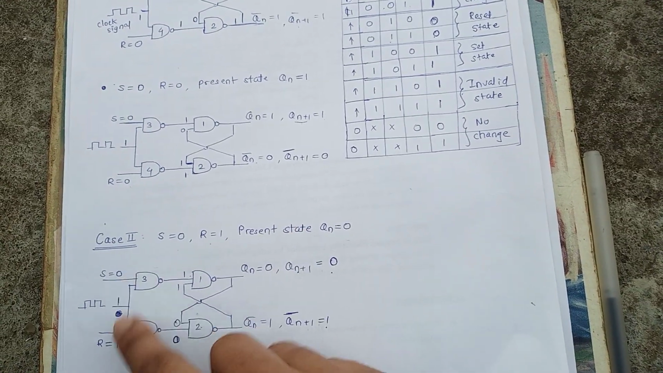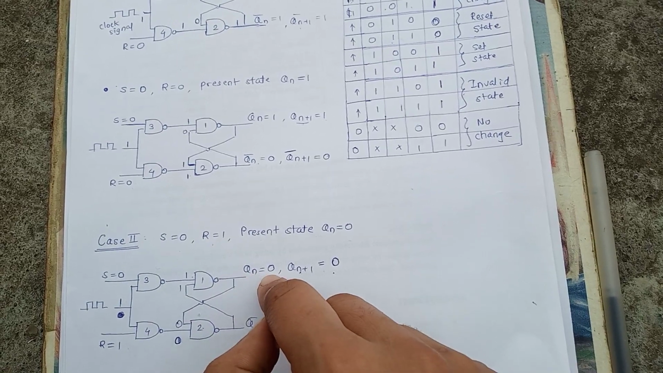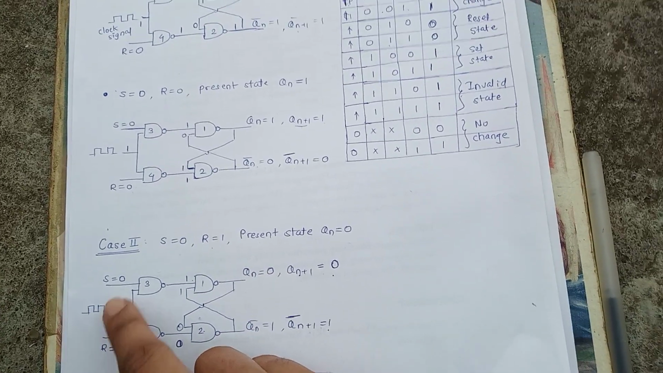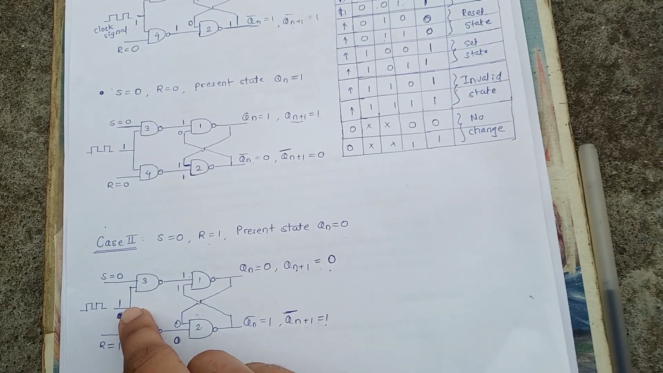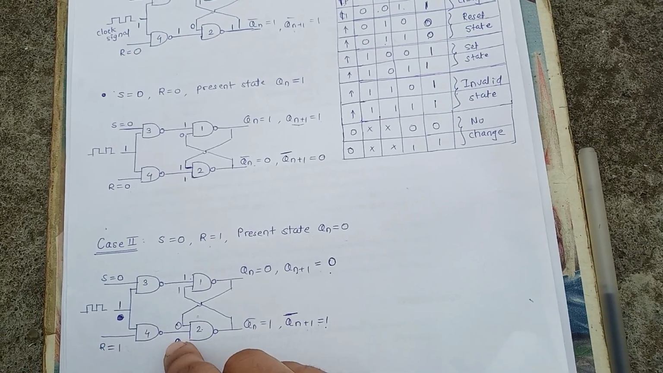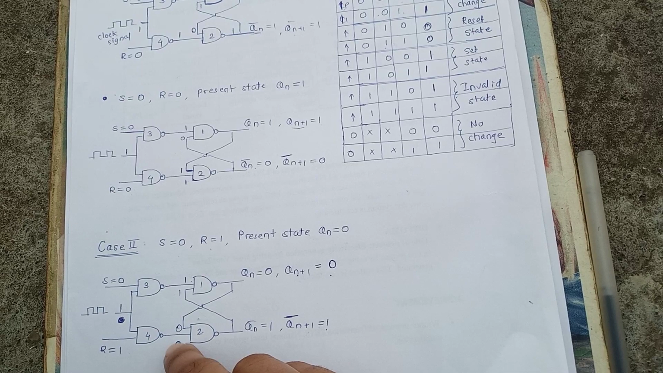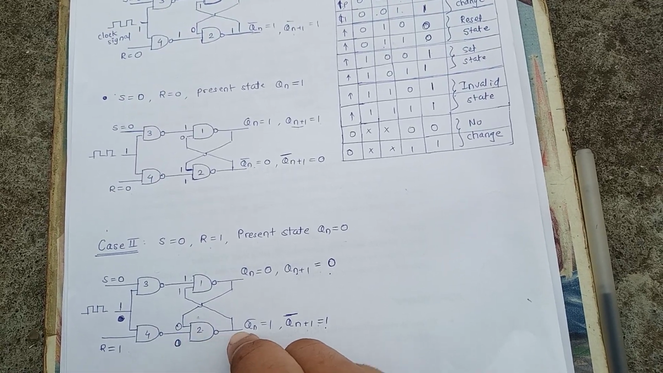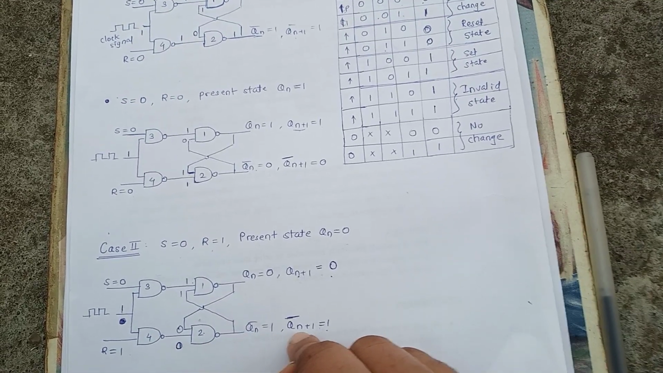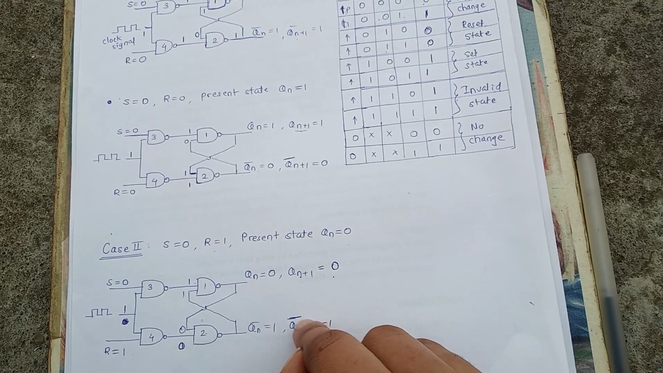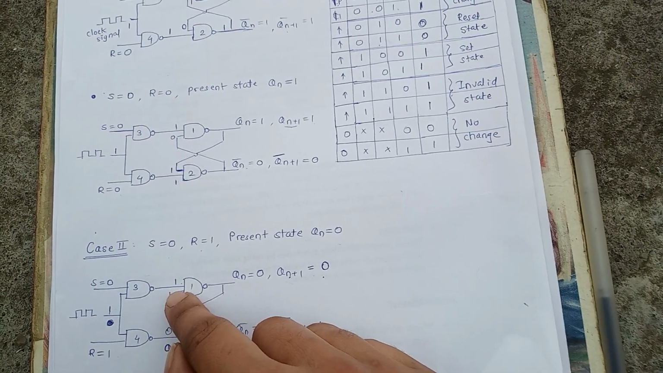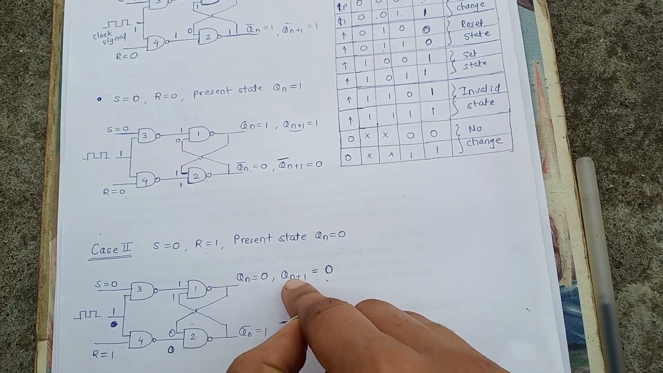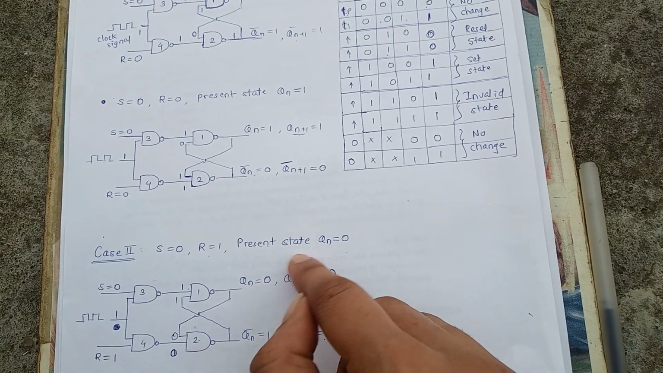S equal to 0, R equal to 1, present state is 0 and clock is 1. Now one input is 0, it produces output 1. Here clock 1, R 1, it produces output 0. Now here one input is 0, so it produces output 1, which is nothing but next state Qn+1 bar equal to 1. This 1 is connected to the first NAND gate. So 1 1 produces output 0, which is nothing but Qn+1 equal to 0, which is next state.